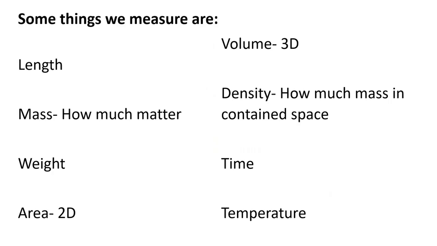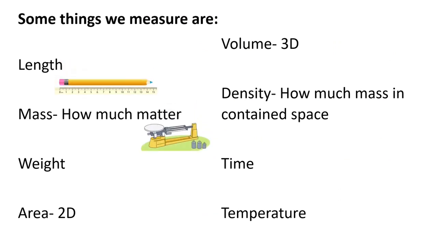So some things that we measure are length, mass, which is how much matter, weight. Now there's a difference between mass and weight. If you put me in space, my mass will not change, my weight will. Weight is the effect of gravity and mass together. So the effect of gravity on your mass determines your weight, but your mass is how much matter there is, or how much of you there is, or how much of any particular thing there is.